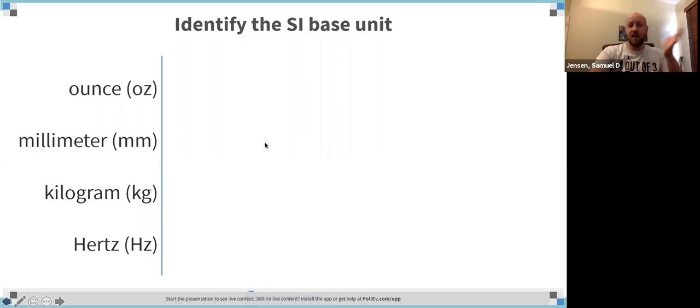If you think this is easy now, wait till I ask this same question on the test, and people won't pick out the kilogram, right?